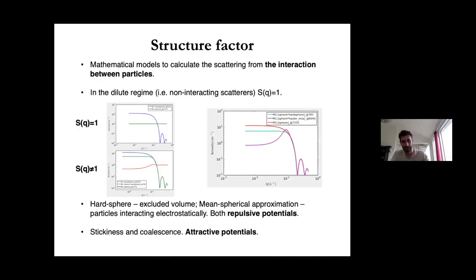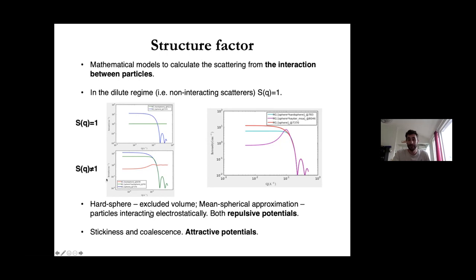The other type of models are the structure factors. Basically, these are mathematical models that describe the interaction between particles. When you have many particles in solution, if they are not interacting, in a dilute regime, you are not going to have a contribution to the scattering. So S of Q is going to be equal to one, and our form factor will directly relate to the experimental scattering. But when we start to increase, for example, the concentration, the particles start to sense each other and interact with each other. So there is some kind of supraparticle arrangement. And that is where we start to see that S of Q is different to one. As we can see, this is the form factor, this is the structure factor, and our experimental data will be a convolution of those two contributions.